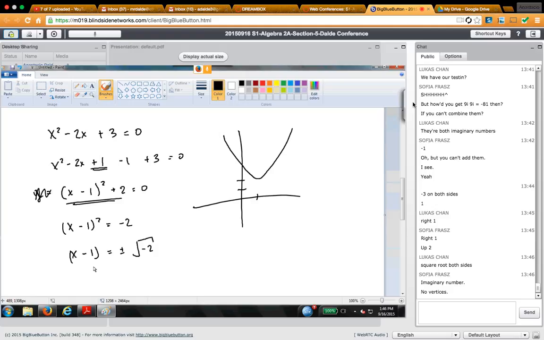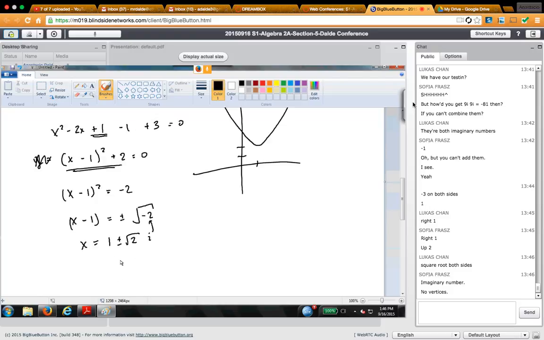I can take this 1 over to the other side. It would be x equals 1 plus or minus, well, I guess you can say the square root of 2 times i. Because this i takes care of that negative part in the square root. So maybe if I were to use numbers, it would be 1 plus or minus 1.44 times i. Because the square root of 2 is 1.44.